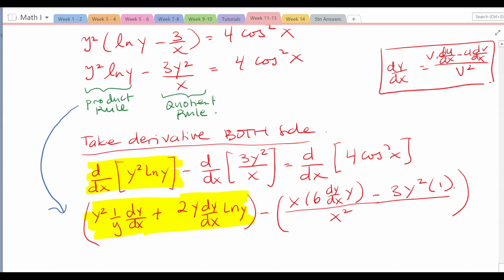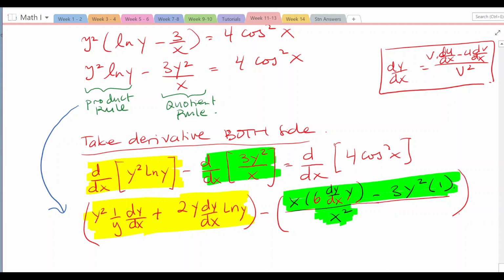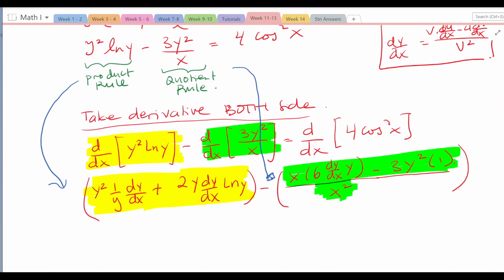So let me just highlight it again, everything here is basically expanded into the quotient rule. So this is the quotient rule. This whole thing equals, unfortunately I don't have enough space, so let me write it down below it.